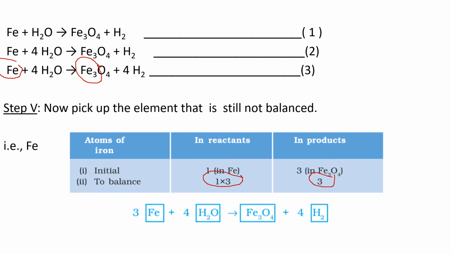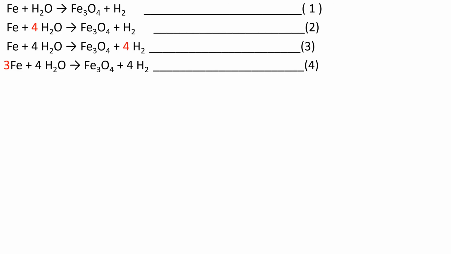So how do we balance? Suppose we are adding 3 over here, then we have 3 atoms of iron on the left hand side and 3 on the right hand side. So the number of atoms on both the sides of the equation is balanced. So our final equation is the fourth one. We have 3Fe plus 4H2O, which gives rise to Fe3O4 plus 4H2.